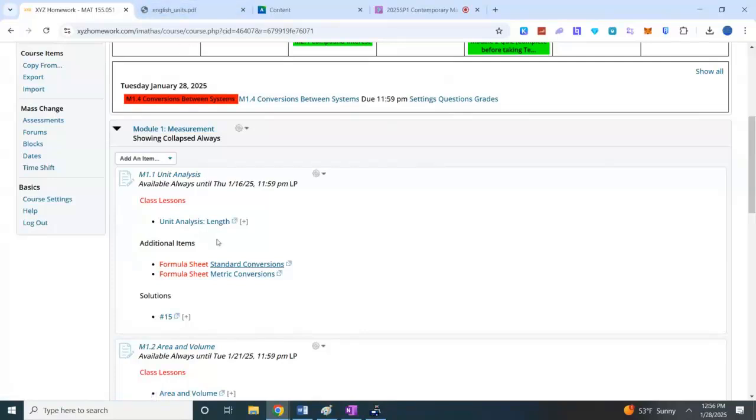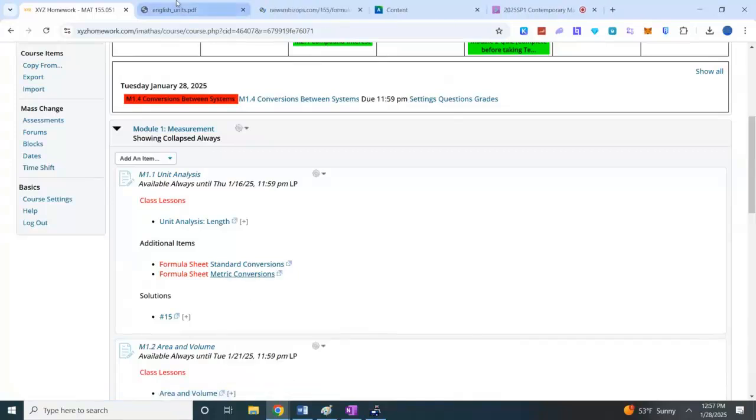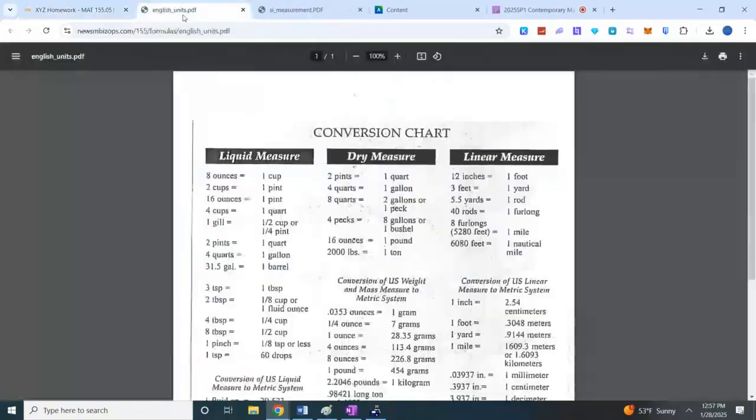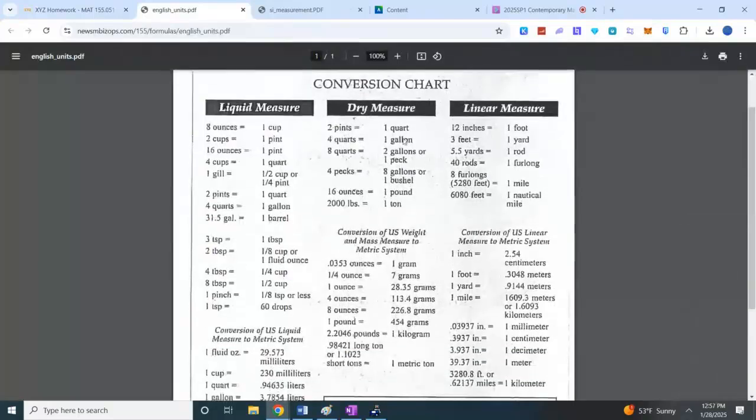And I didn't quite print these off, but I'm also going to open up the metric conversions. And here we have the conversion chart. And this is the English unit of measurements. And on this, you can find conversions for liquid measures such as ounces to cup, that sort of thing.